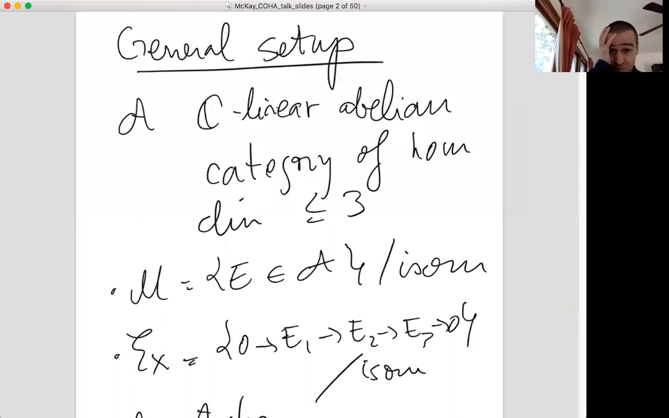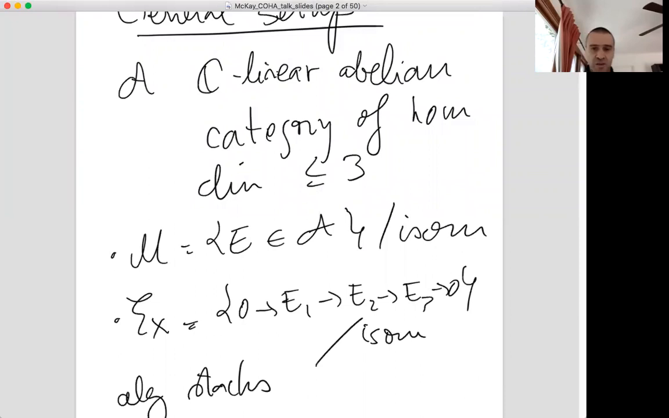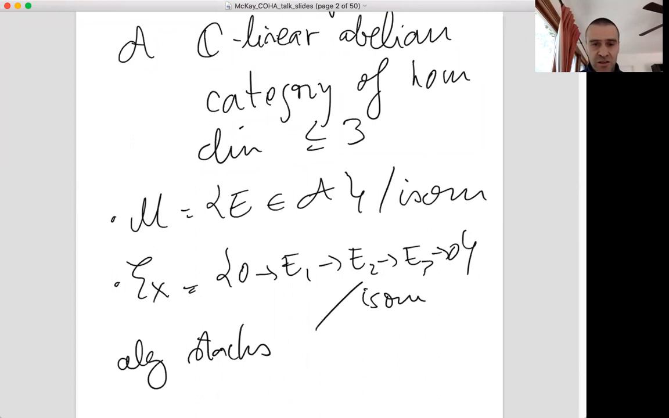So one is given a C-linear abelian category A of homological dimension at most 3. And the main assumptions are that the moduli stack of all objects of A is an algebraic stack, and also the moduli stack of all exact sequences, three-term exact sequences in A, is also an algebraic stack. In all natural abelian categories, these assumptions are immediately satisfied. So that's not something to be concerned about.